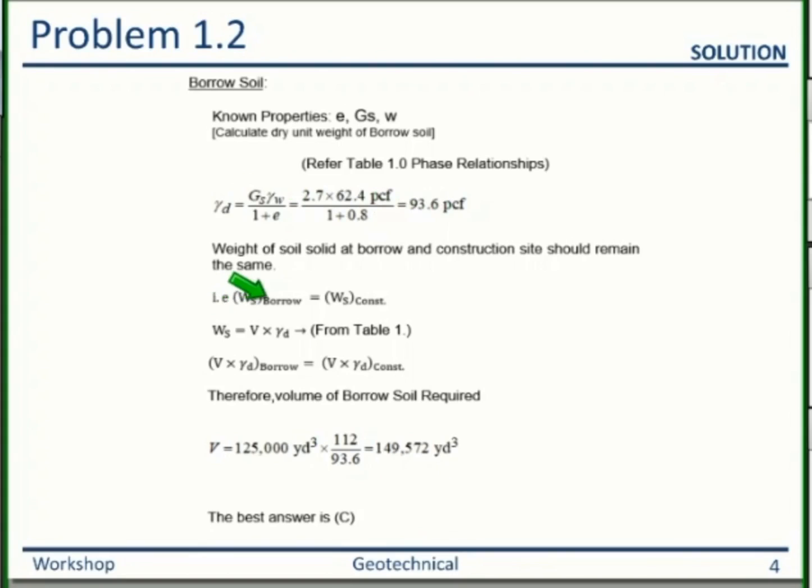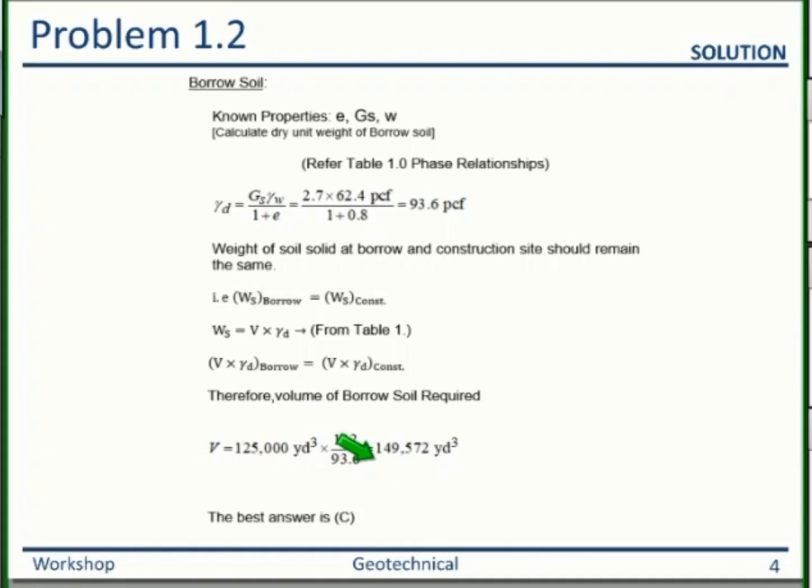Therefore, weight of soil solid at the borrow site should be equal to the weight of soil solid at the construction site. Weight of soil solid at the borrow site is V, which you need to calculate, times dry unit weight of the soil at the borrow site, 93.6. So 93.6 multiplied by V should be equal to the weight of soil solid at the construction site, which is 125,000 times 112. Therefore, V is this divided by this, which gives you 149,572 cubic yards. Therefore, the closest answer is C.